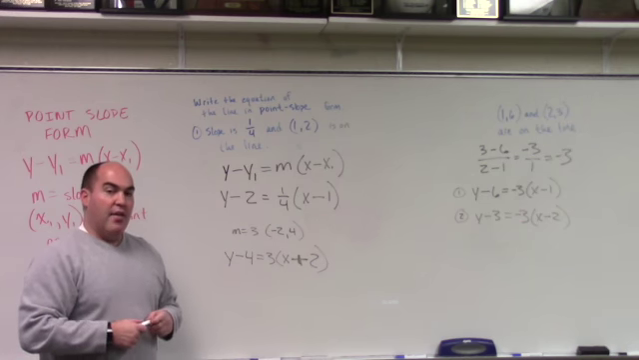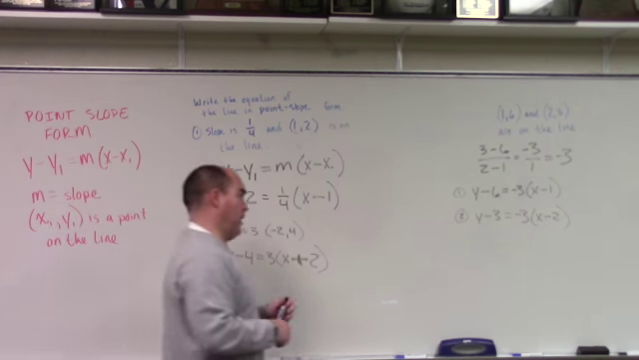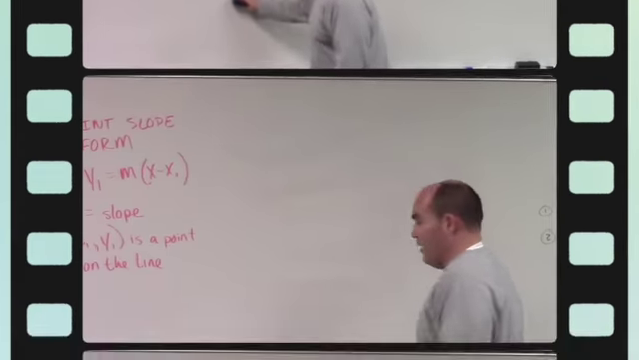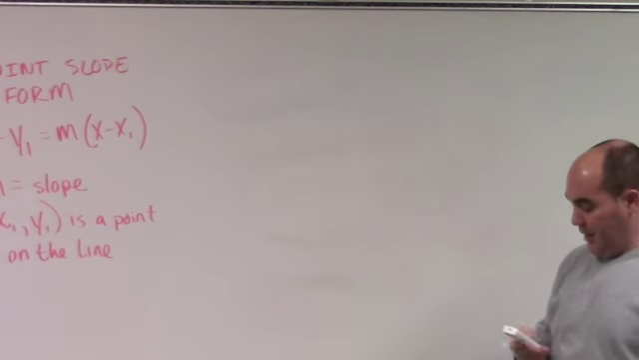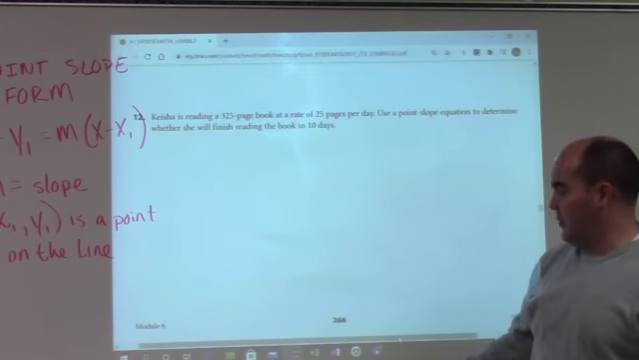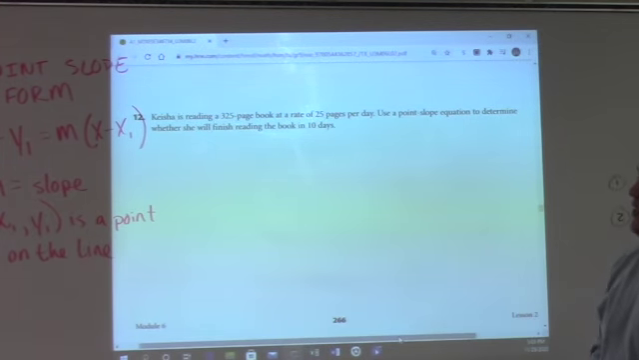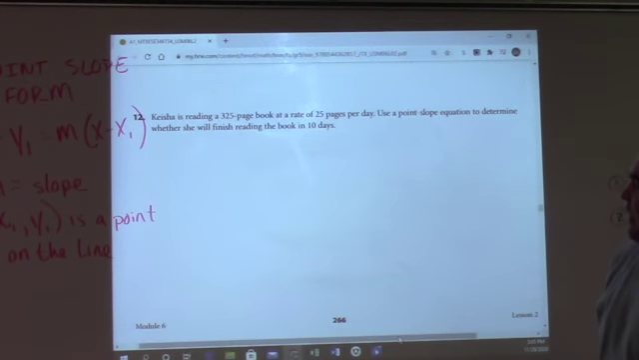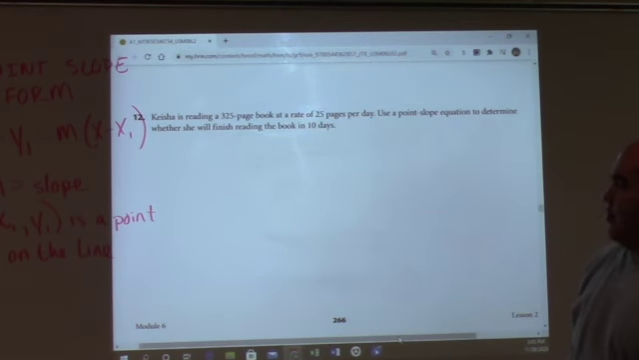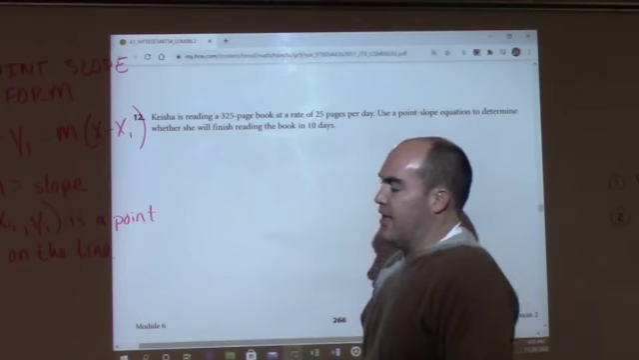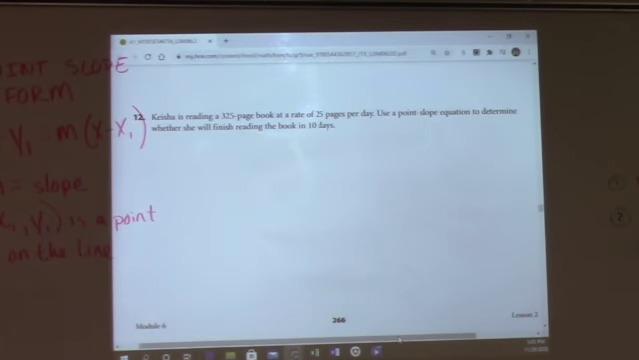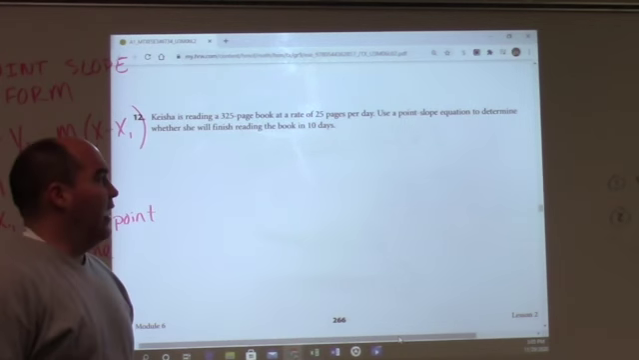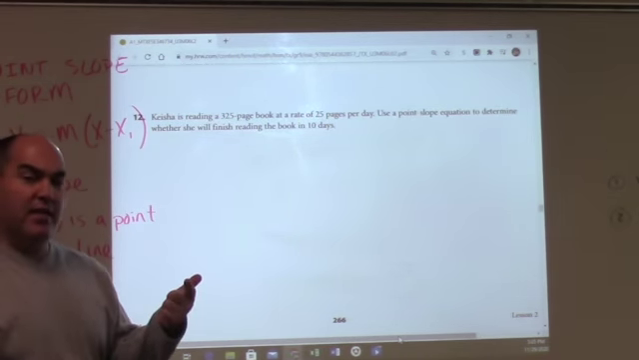Now, the tricky part for all this is going to be the word problems. So if you have a word problem, like this one, it says Keisha is reading a 325-page book at a rate of 25 pages per day. Use a point-slope equation to determine whether she will finish reading the book in 10 days. So the biggest thing here is we've got to figure out a point and a slope.